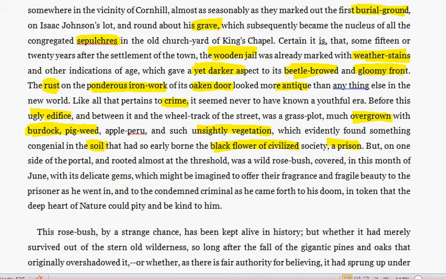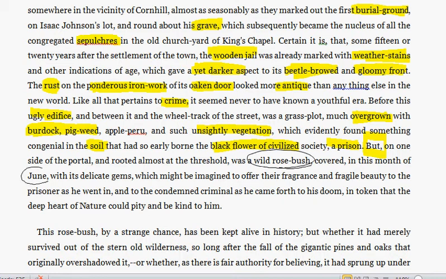And then I'm going to notice I see a shift here, right? I'm going to expect something different because I have but. But on the side portal and rooted almost at the threshold was a wild rose bush. So I am going to note that in a different way. I'm not going to highlight that because that stands out to me. This wild rose bush, that's pretty, that's light and bright, and I can see a color that is not the ugly dark colors that I've seen here.